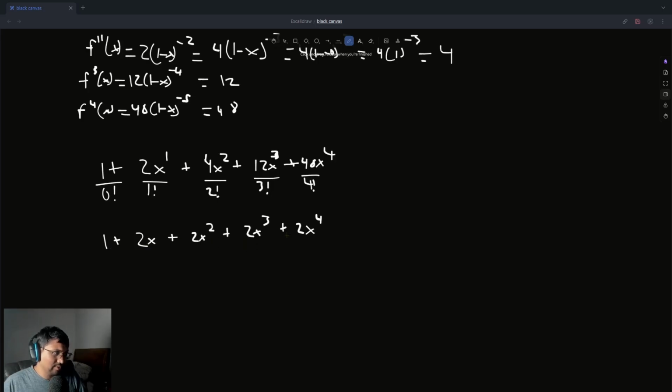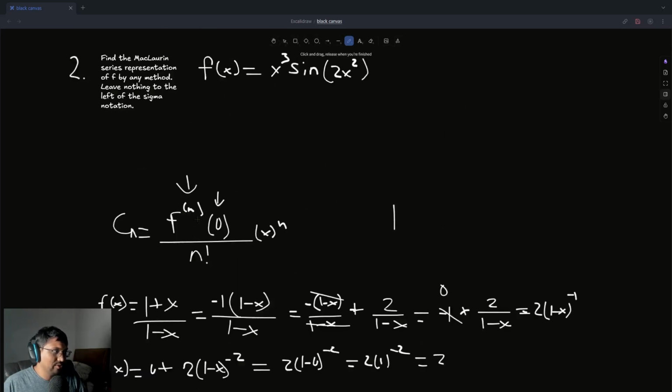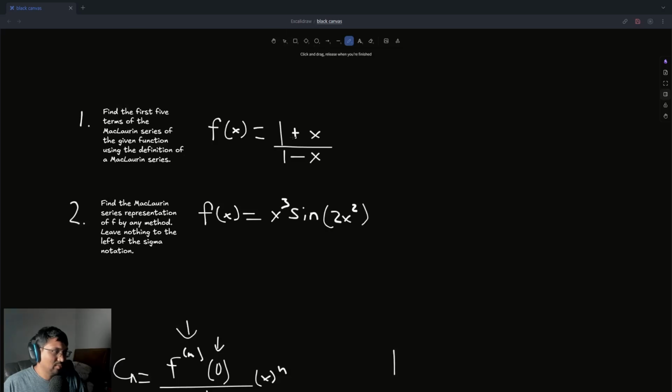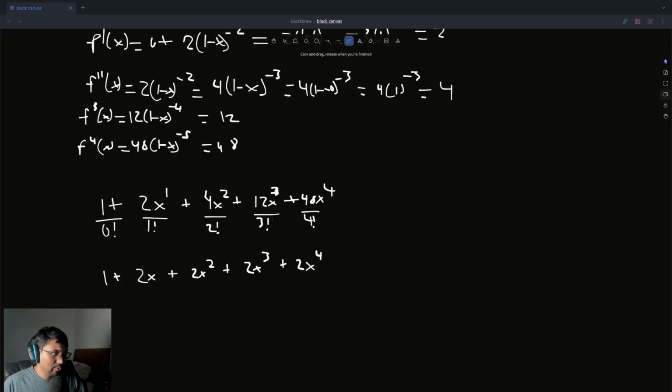And so these are our first 5 terms of the Maclaurin series for the given function 1 plus x over 1 minus x. So we would technically be done there. We've done all the work necessary to prove it.